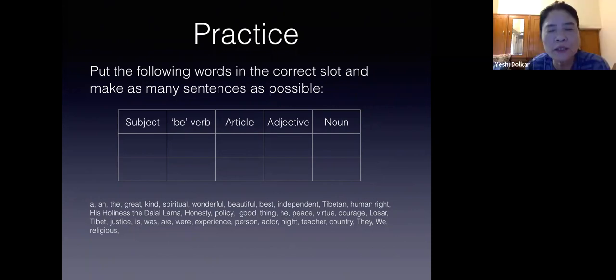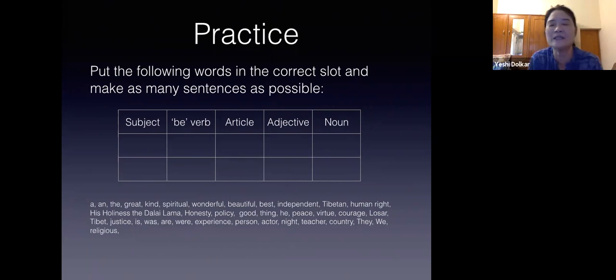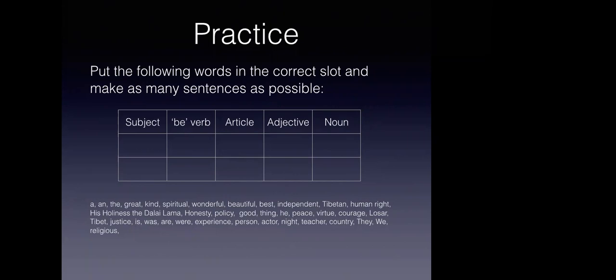Don't put other linking verbs. You must only use the be verb here. If you put seem, then you have to put what? To be. Seem to be. All right.